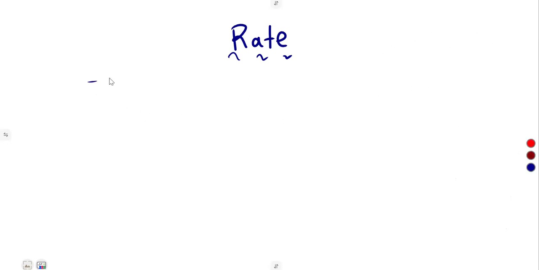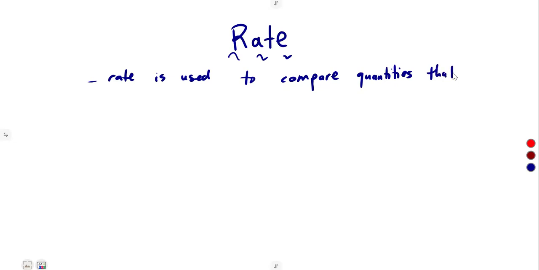So in actual sense, we are simply saying a rate is used to compare quantities that have different units. So they have different units. For an example, we saw that one, kilometers and hours. We are comparing kilometers and hours. How is that possible? Rate allows us to do that.